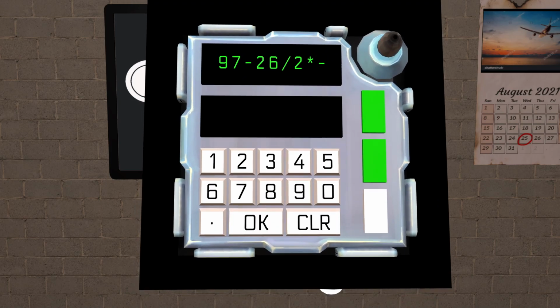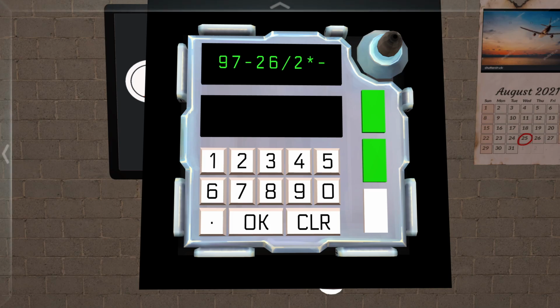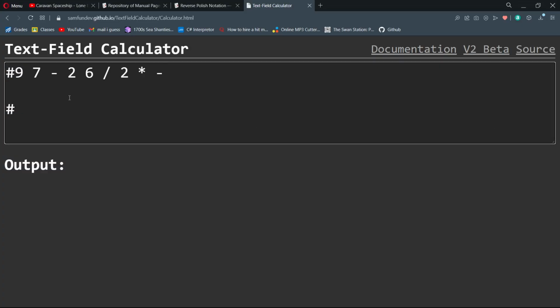And this is our final equation, which, no letters, that's a bit weird. But let me just type this in real quick. We have 9, 7 minus 2, 6 divided 2 times and minus. So, let's go back to the tactile calculator real quick.